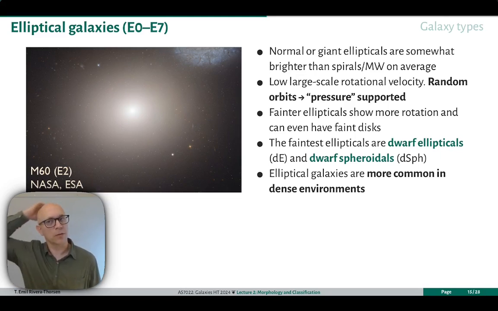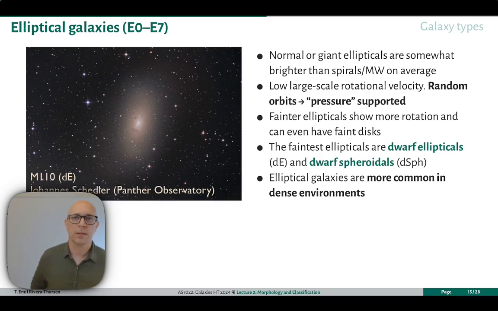The faintest ellipticals are called dwarf ellipticals and dwarf spheroidals. So they have this little D in front of their name, here and here. And again, elliptical galaxies are far, far more common in dense environments such as large galaxy clusters. It is quite rare to see an elliptical galaxy in the field far away from other galaxies. Here's a dwarf elliptical called M110, just to show another example of different varieties of ellipticals that exist.